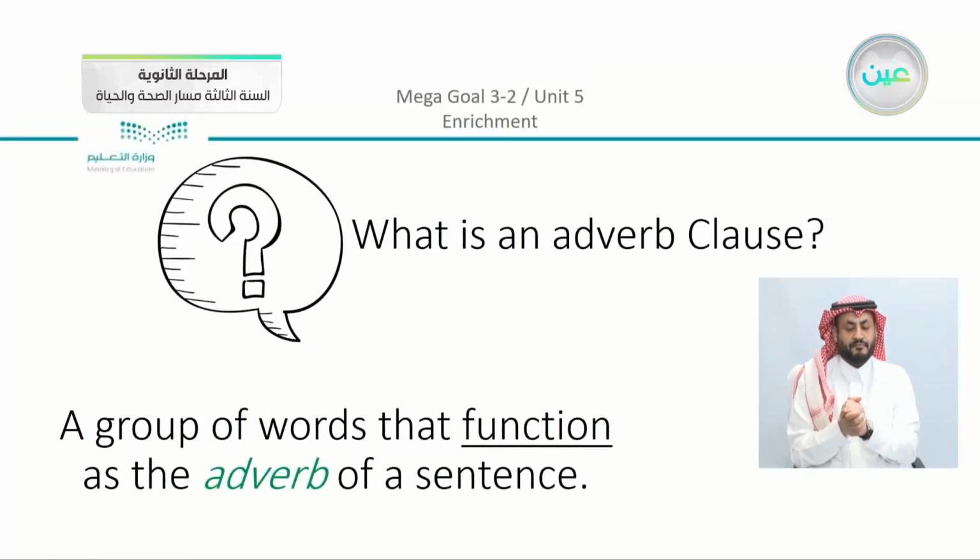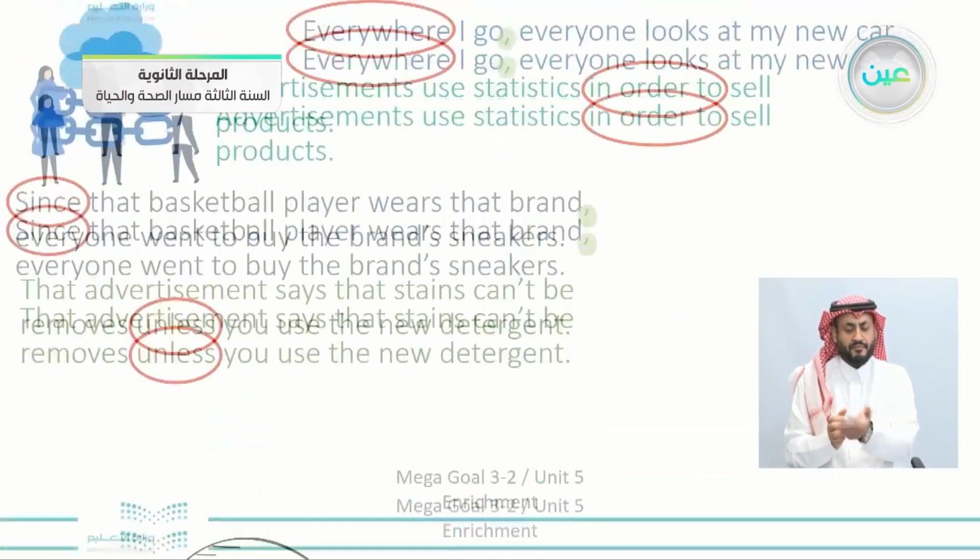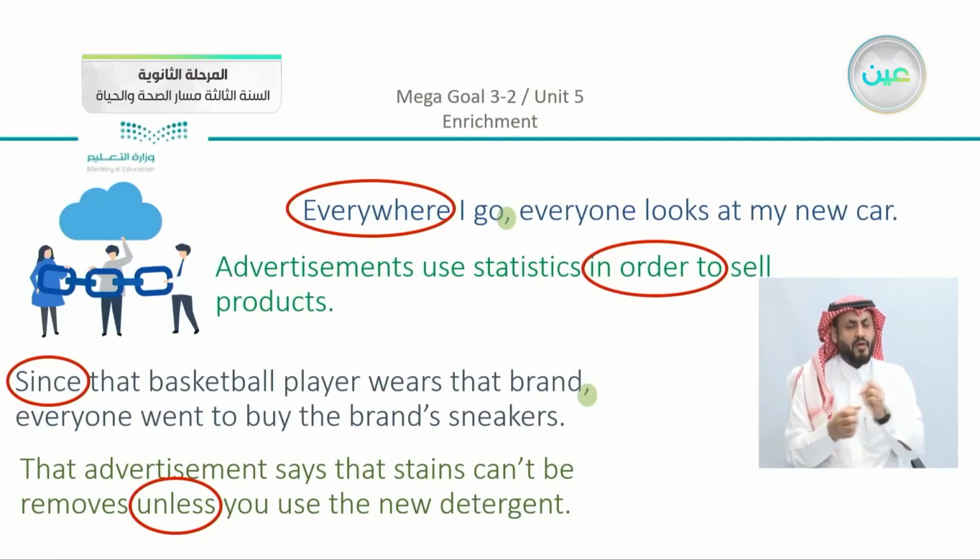Just to remind you, what is an adverb clause? It is a group of words that function as the adverb of a sentence. So it's not just one word, but a group of words together. If you can recall, we have these examples. Everywhere I go, this is the adverb clause. Everyone looks at my new car.